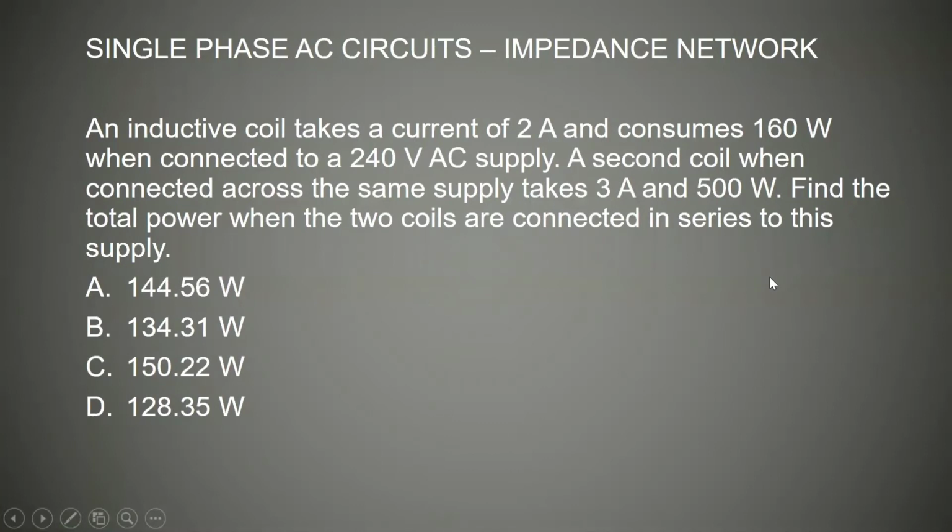An inductive coil takes a current of 2 amperes and consumes 160 watts when connected to a 240-volt AC supply. A second coil, when connected across the same supply, takes 3 amperes, 500 watts.